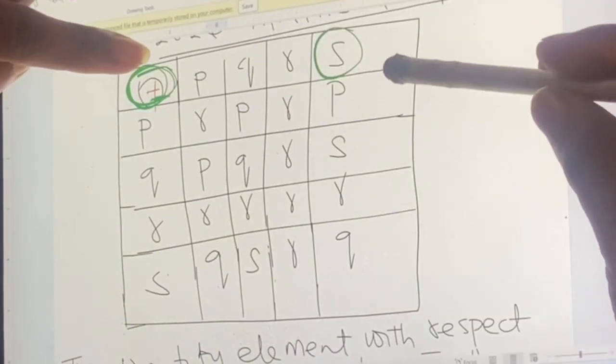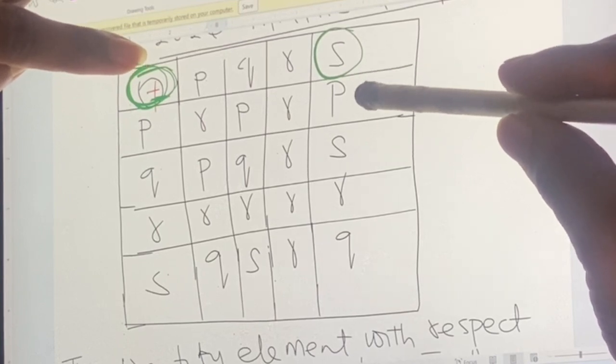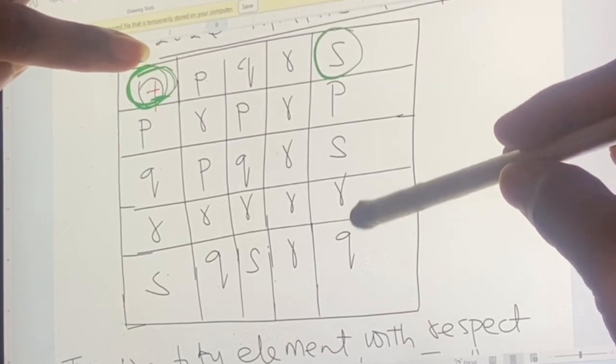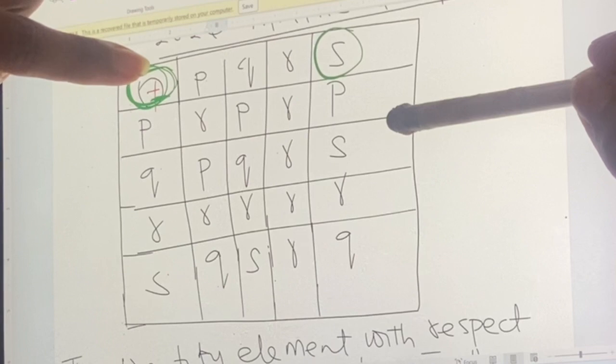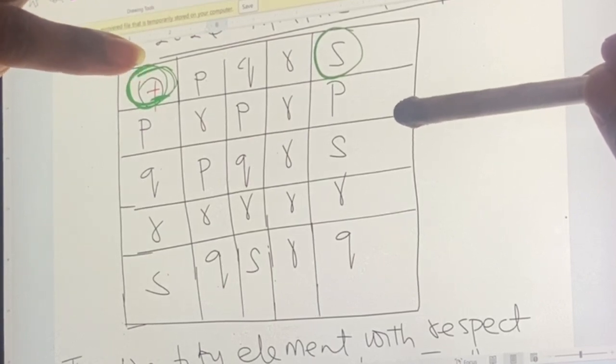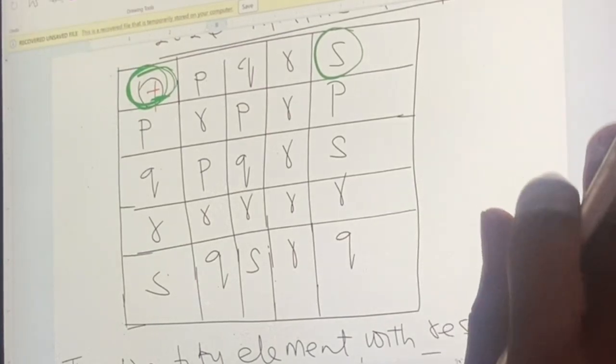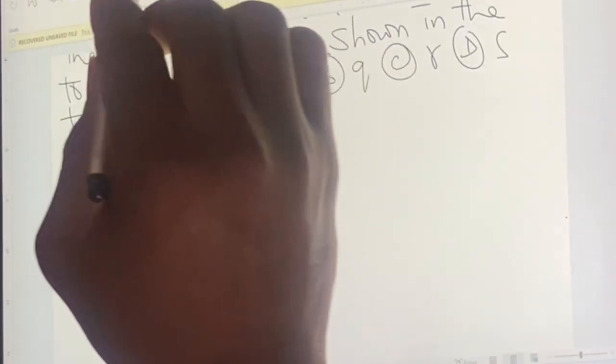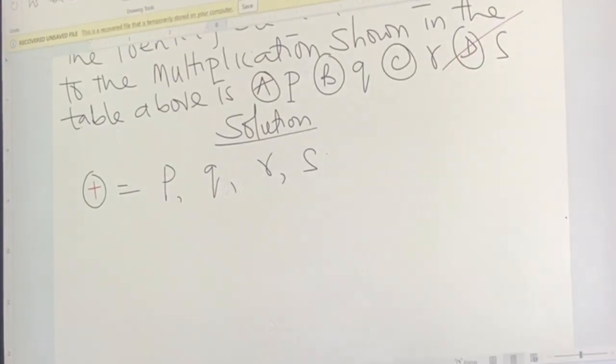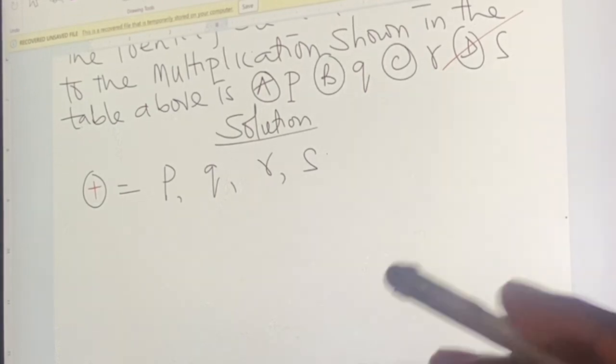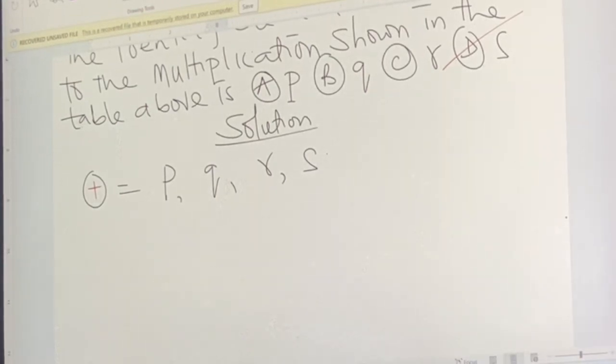What is the row for S? It is P, S, arrow, and Q. So the identity element here is S. Very simple. So our answer here is S, the identity element. It means that S is the identity of the operator.